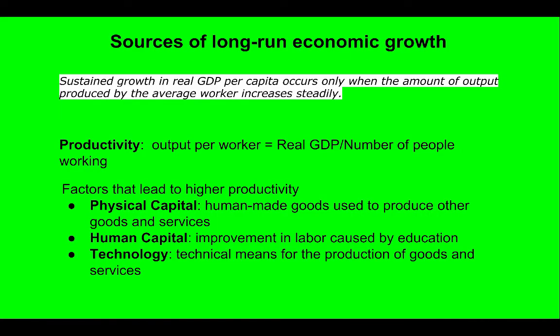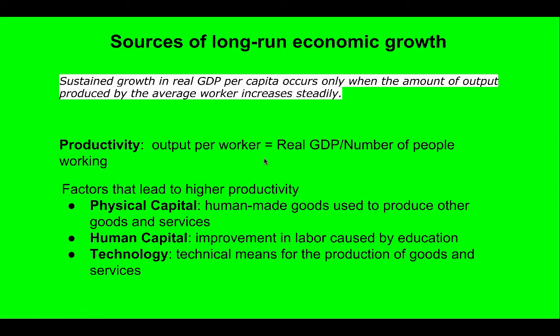Okay, the next thing that it talks about in this module is sources of long-run economic growth. Well, the first sentence in this section is pretty telling. Sustained growth in real GDP per capita occurs only when the amount of output produced by the average worker increases steadily. So what does that mean? Well, productivity equals output per worker, so output produced by the average worker. Output per worker or productivity is real GDP divided by the number of people working. So different than real GDP per capita, real GDP per number of people working is output per worker.